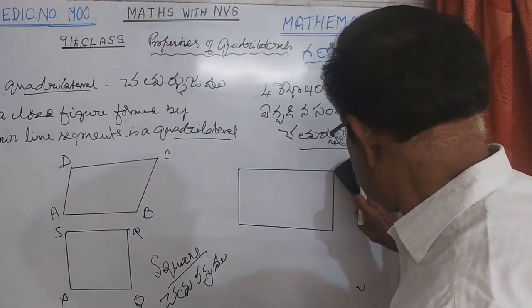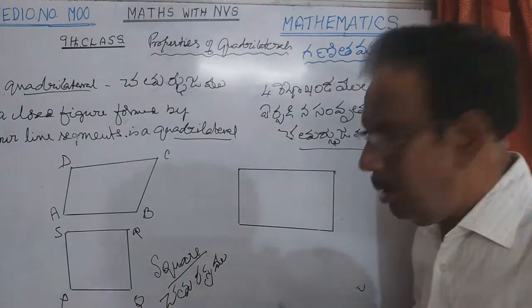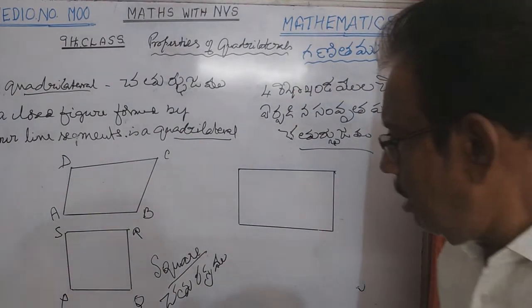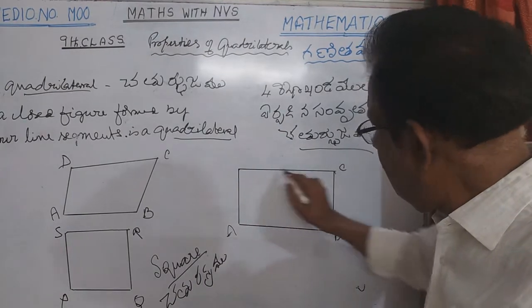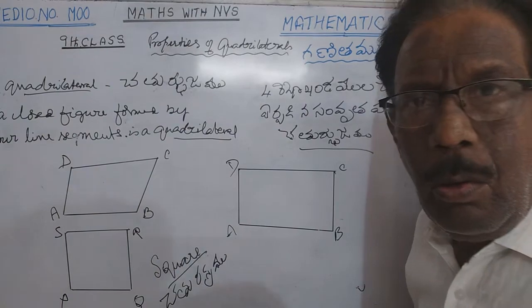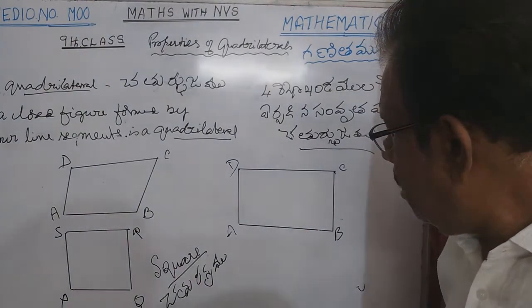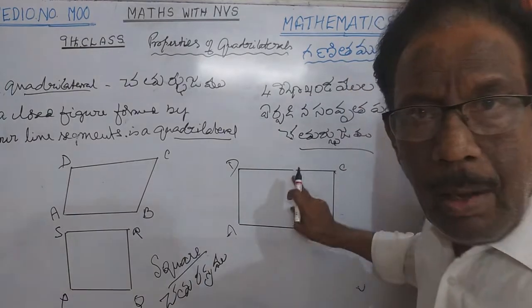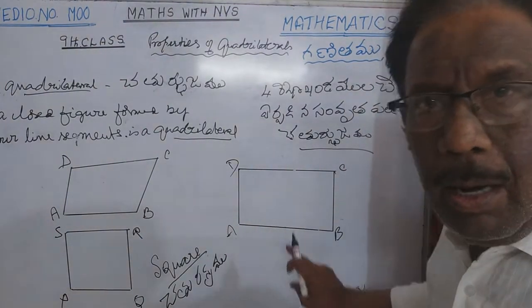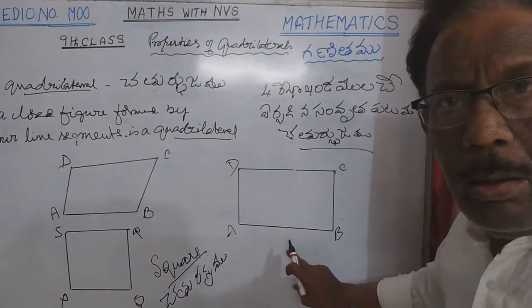See, this is also a quadrilateral. It also has four sides. Say we put A, B, C, D, any capital letters. See what this is: the opposite sides are parallel and equal.